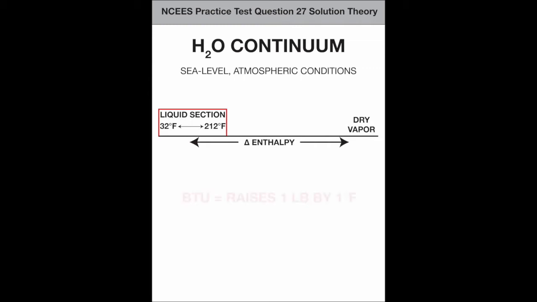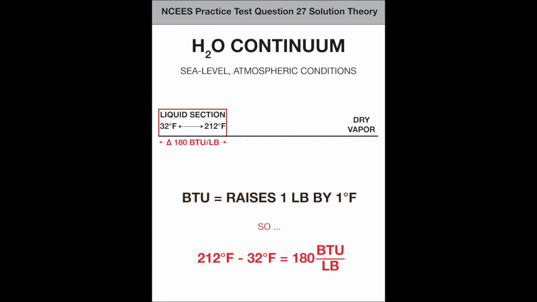H2O is in its liquid phase between roughly 32 degrees Fahrenheit and 212 degrees Fahrenheit. In this section of the continuum, a BTU is the amount of heat added to 1 pound of H2O to raise it 1 degree. So you can see from simple subtraction, the enthalpy associated with this section is 212 minus 32 equals 180 BTU per pound.